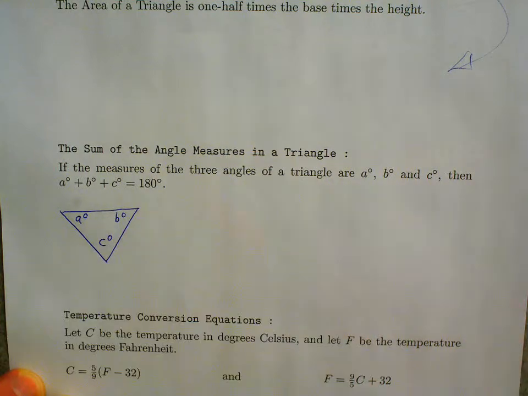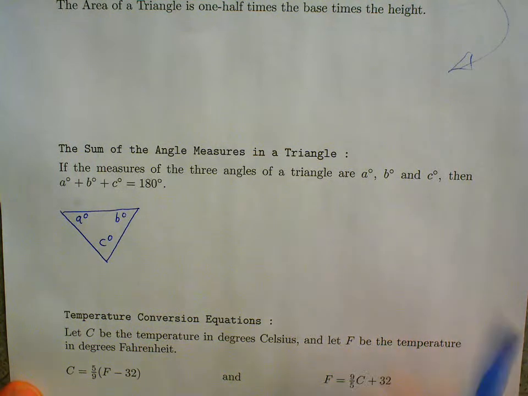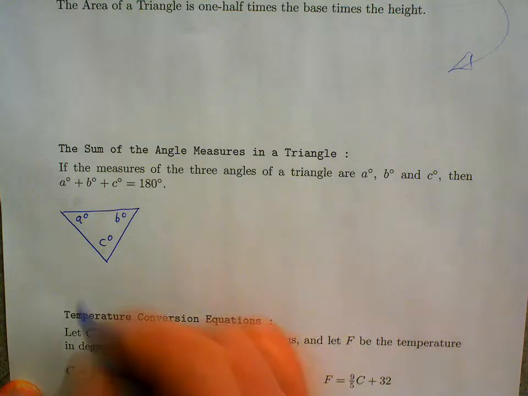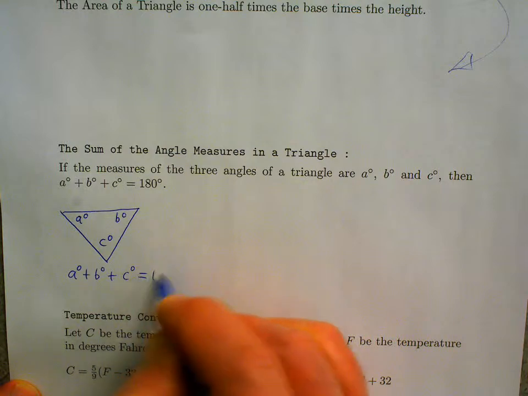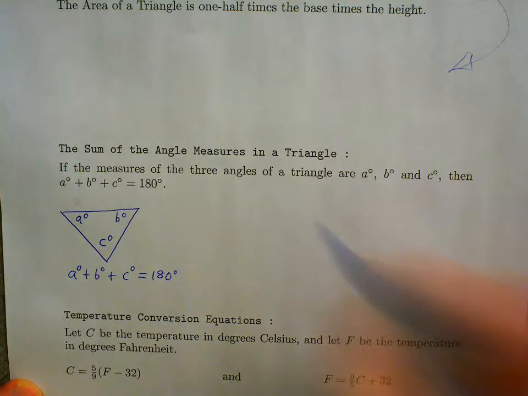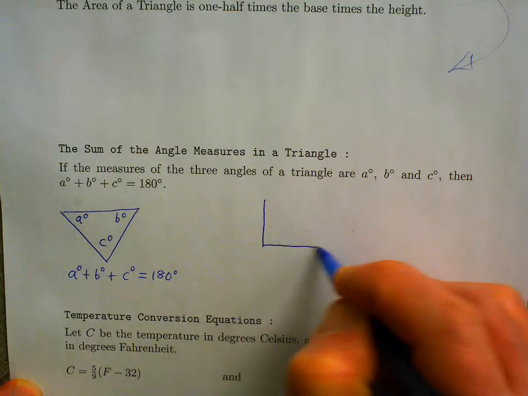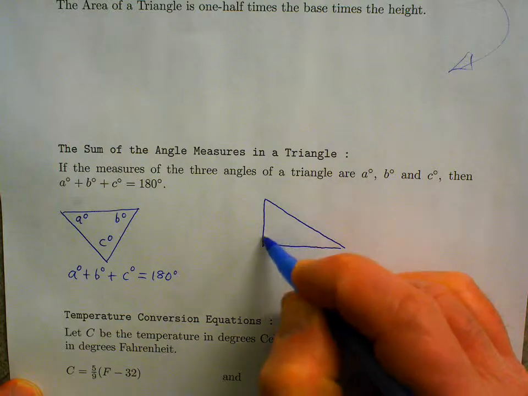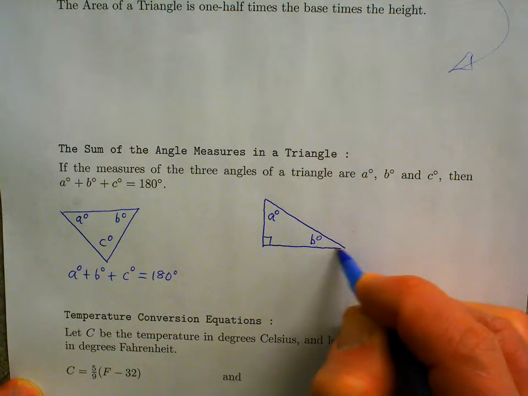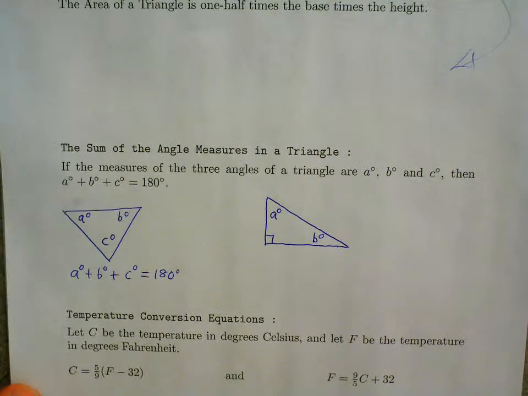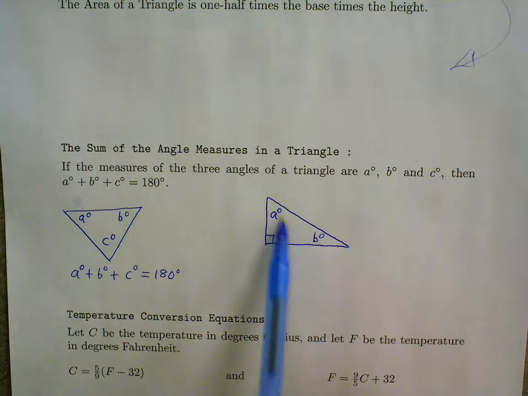So if you label the angle measures in degrees of the three angles in a triangle, they have to add up to 180 degrees. Okay, let's consider a right triangle. And I'll label this angle A degrees and this one B degrees. So what can you say about A degrees and B degrees, if these are the measures of the two angles that are not the right angle?